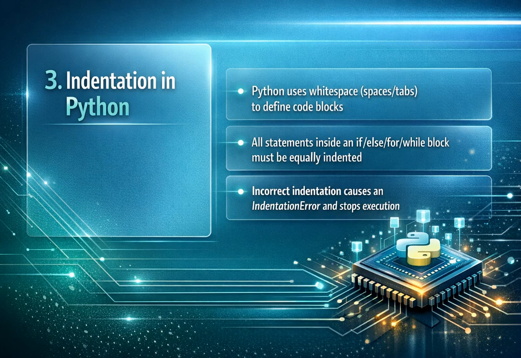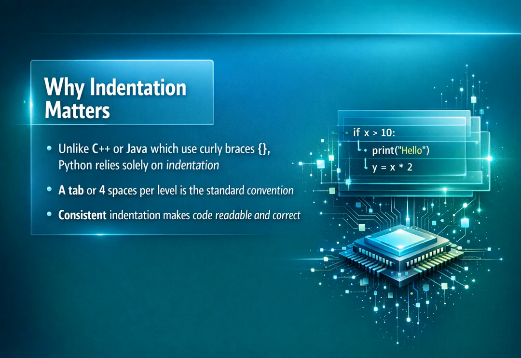Unlike most languages that use curly braces, Python uses whitespace. All statements belonging to the same if or else block must be indented by the same amount. Getting this wrong causes an indentation error. The standard convention is to use 4 spaces for each level of indentation. Proper indentation is not just a syntactic requirement in Python, it actually makes code easier to read and understand. It is one of the features that makes Python code look clean and organized.